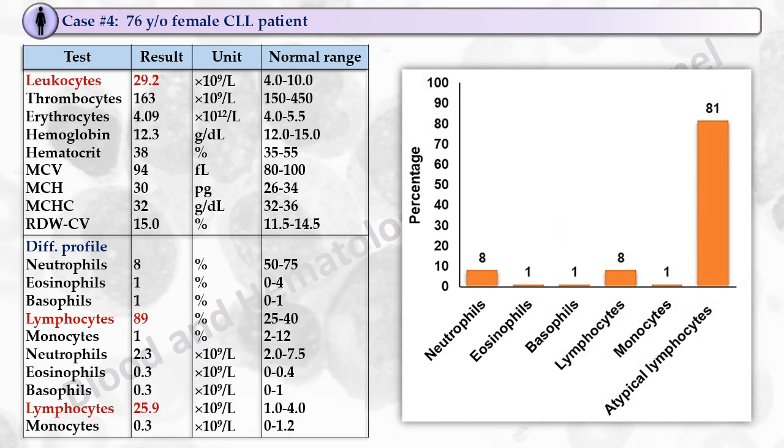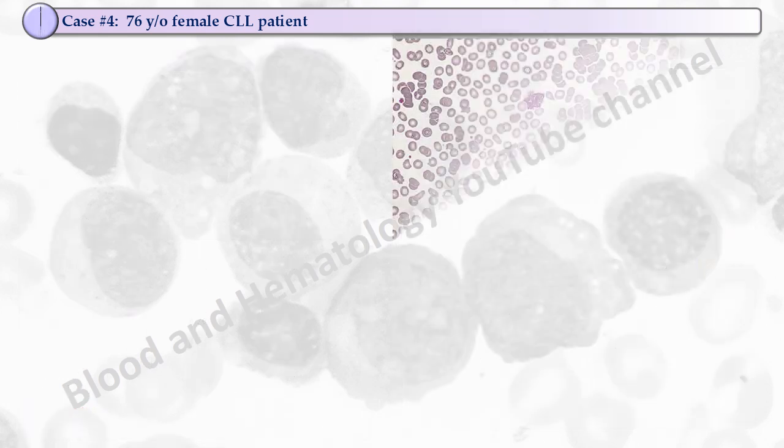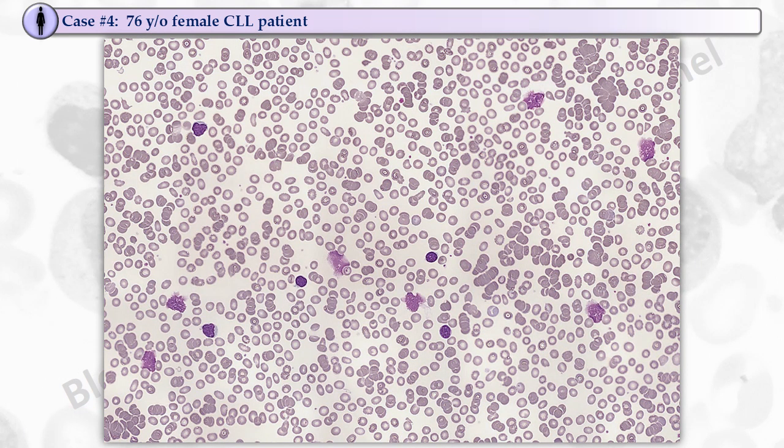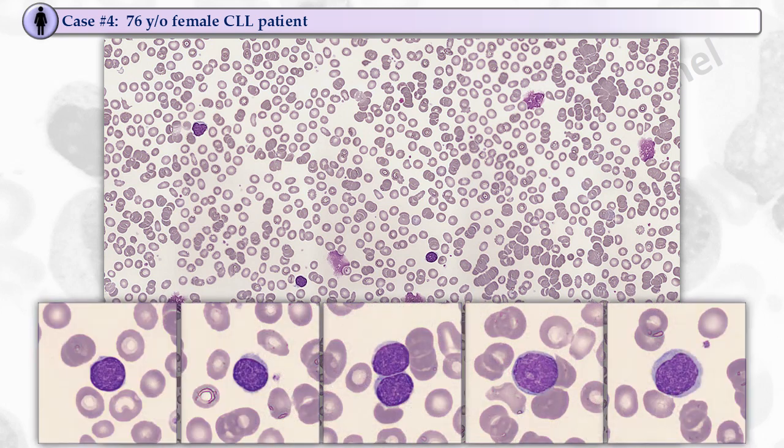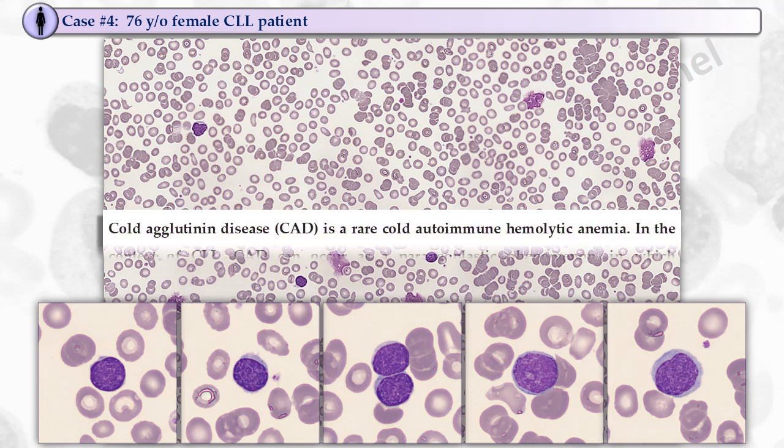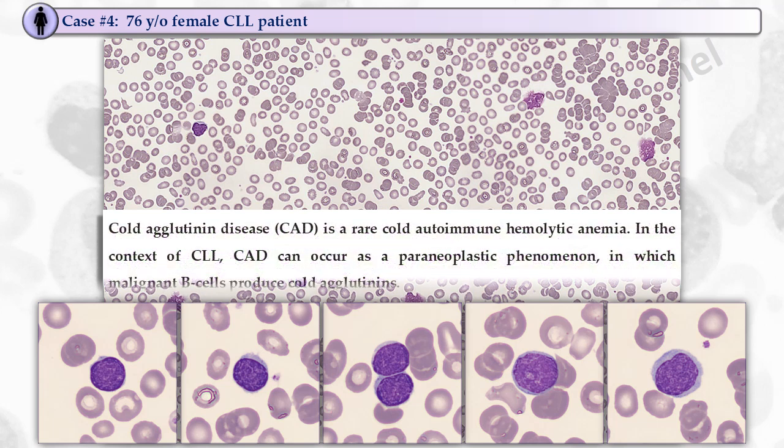The last CLL case is a 76-year-old woman associated with cold agglutinin. The peripheral blood smear showed marked red blood cell agglutination, many smudge cells, 11% prolymphocytes, and small lymphocytes with characteristic morphology of CLL cells. Cold agglutinin disease is a rare cold autoimmune hemolytic anemia. In the context of CLL, cold agglutinin disease can occur as a paraneoplastic phenomenon, in which malignant B cells produce cold agglutinins.